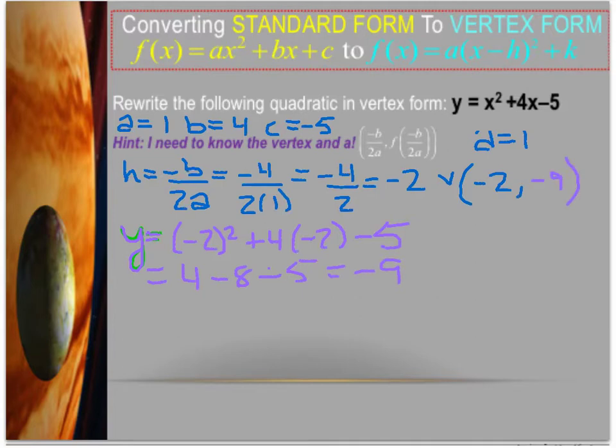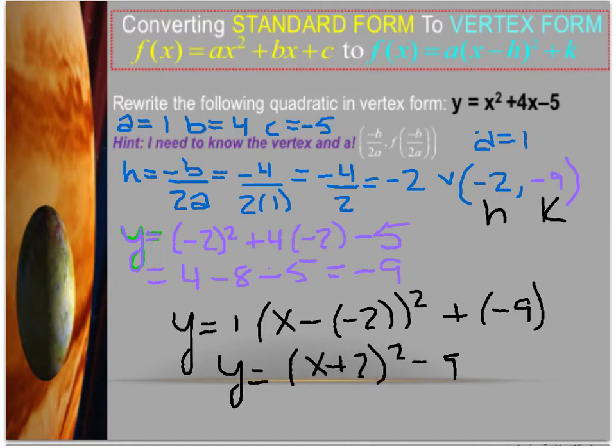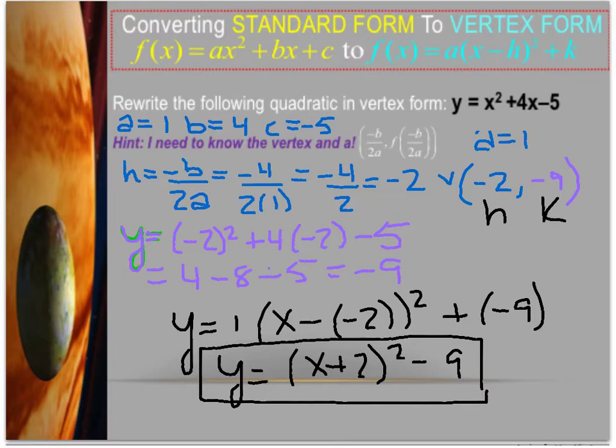So to write in vertex form, the only things I need are a, h, and k, and I have all of those now. So I go straight to my vertex form. A we said was 1. That's (x minus h) squared plus k. H is negative 2, right? Here's my h, here's my k. Simplifying that, I don't have to write that 1, right? And then x minus negative 2 is x plus 2, minus 9. So that is going to be my function written in vertex form.